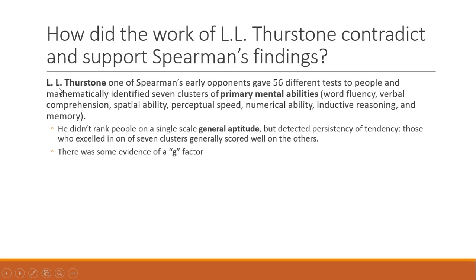Now, there's another guy, L.L. Thurstone, one of Spearman's early opponents. He gave 56 different tests to people and mathematically identified 7 clusters of primary mental abilities. So he broke it down a little bit further: word fluency, verbal comprehension, spatial ability, perceptual speed, just to name a few. He didn't rank people on a single scale, so general aptitude, but detected persistence of tendencies. Those who excelled in one of 7 clusters scored well on the other ones too. There was some evidence, though, that there was a G factor.